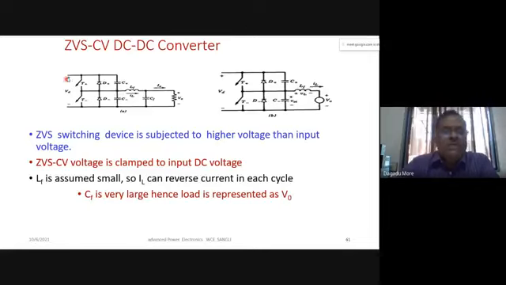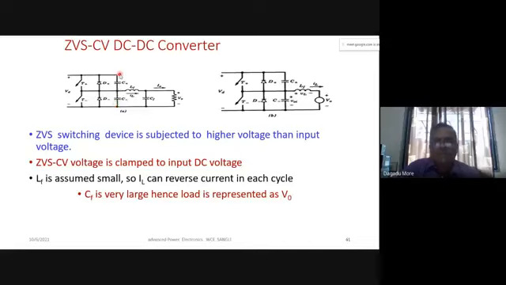Now here we have shown it. This will be a DC to DC converter. Here, VD is our input voltage. We have two devices, a complementary pair, T plus and T minus. Similarly, we are using diodes, a two quadrant converter, and these capacitors.